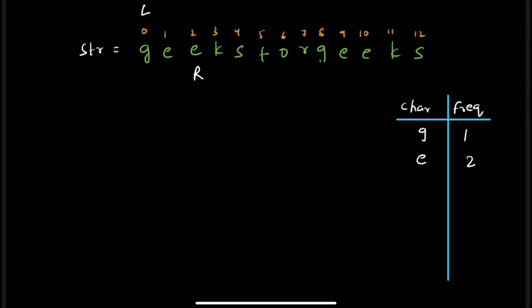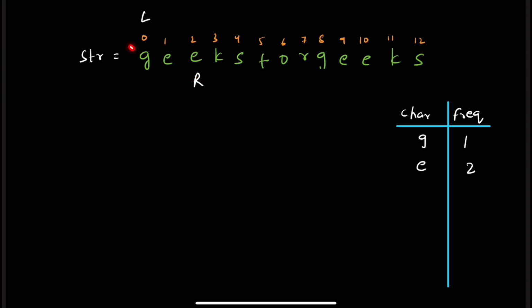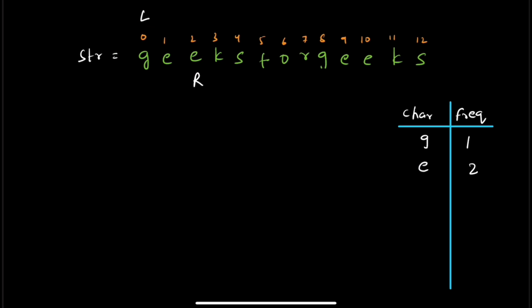Now we'll check whether the frequency is greater than 1. Yes, the frequency is 2, right? So we need to shrink the window. Inside this window we have a duplicate element. Now as we see in this substring, we have duplicate characters. Now it's time for L to shrink the window. While shrinking the window, we constantly keep track of the character present at index R.